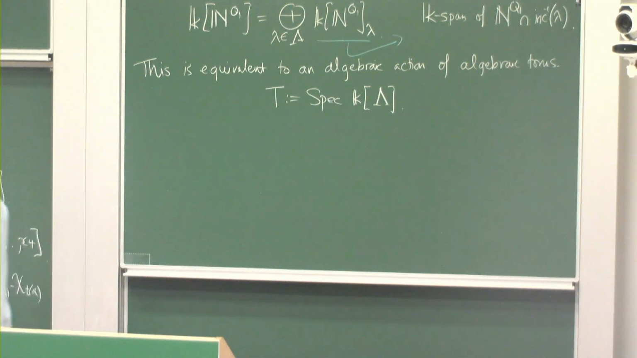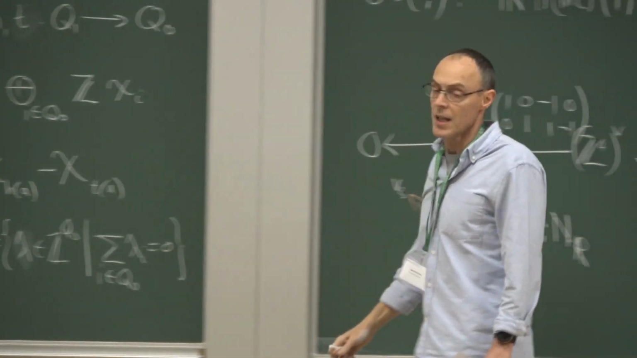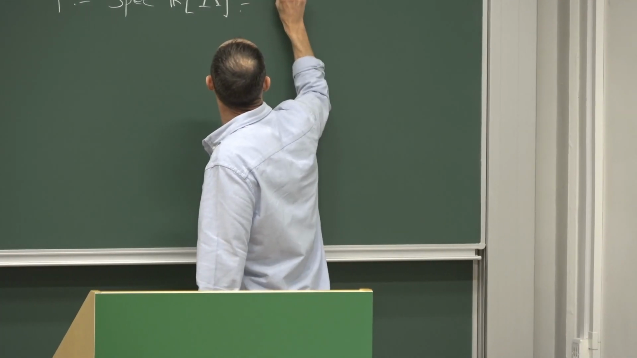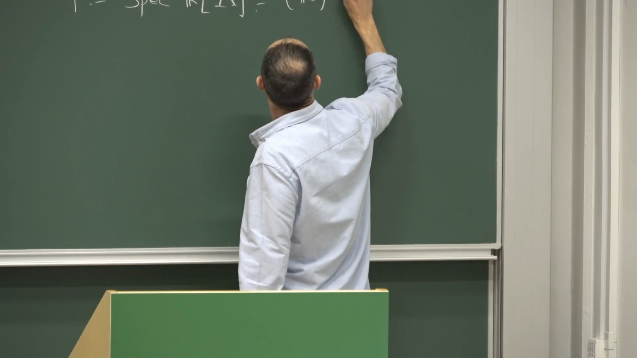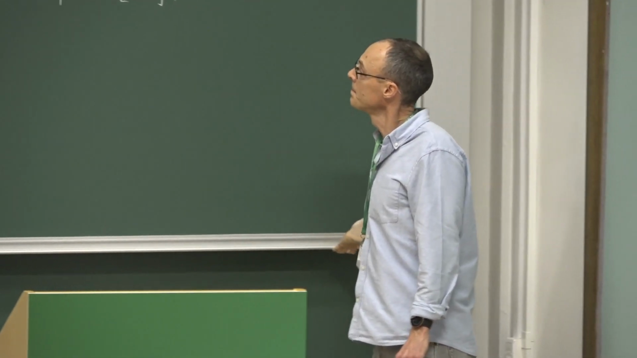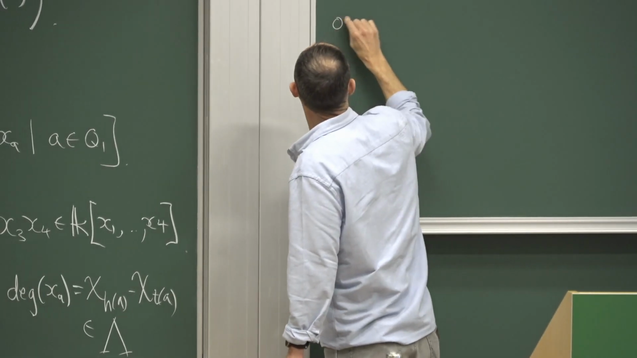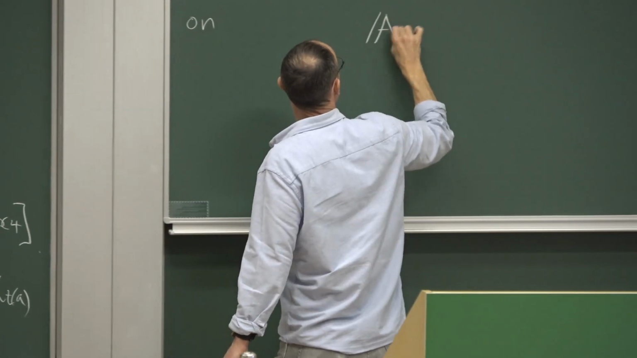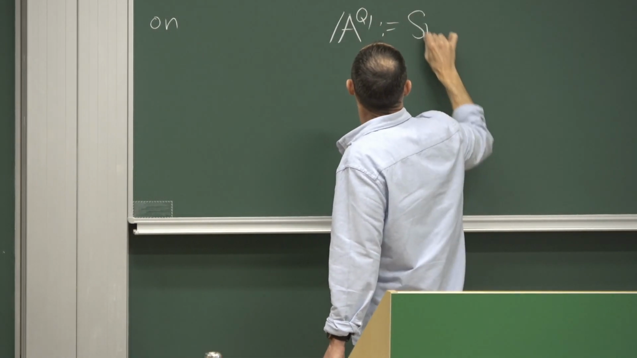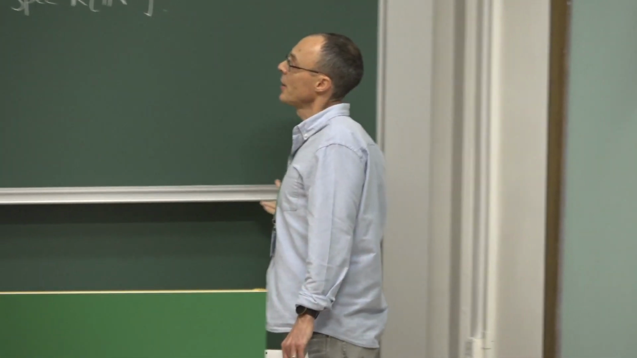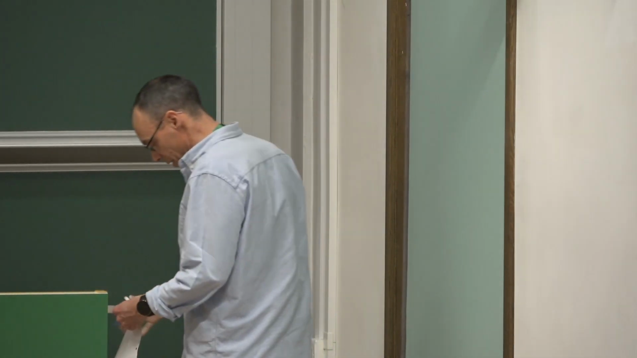Now lambda is co-rank 1 inside ZQ0. So this is an algebraic torus whose rank is equal to the number of vertices minus 1. So this is k star to the Q0 minus 1. An algebraic action of this torus on the affine variety, indeed the affine space, whose coordinate ring is this semigroup algebra. So this is the key passage from the combinatorics to the algebra and then to the geometry.